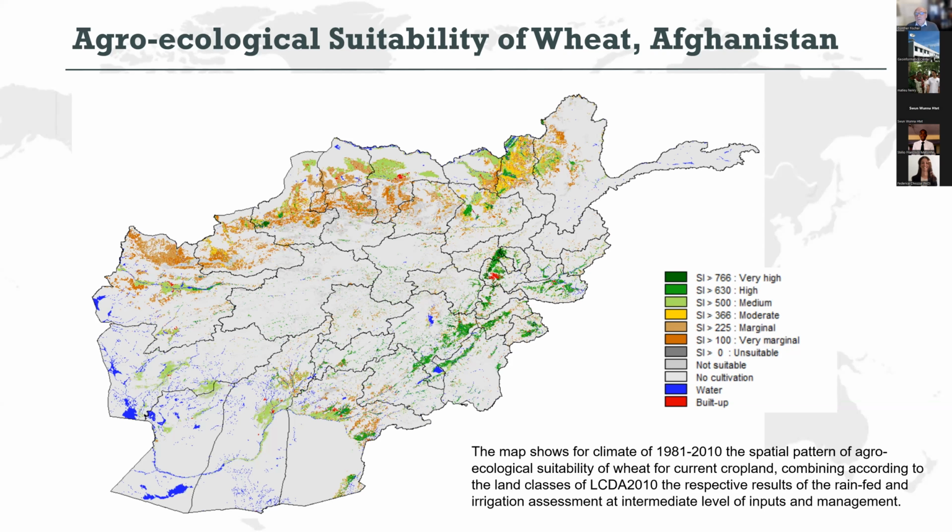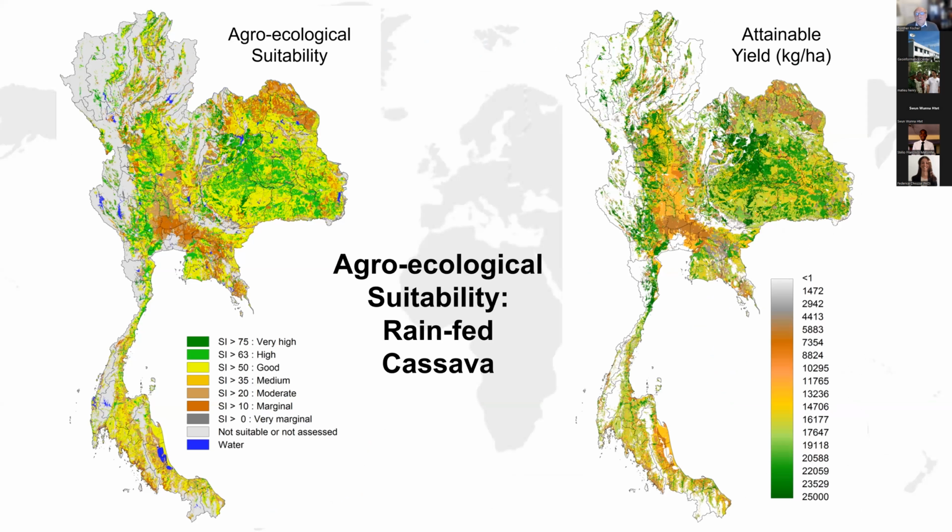Here are 2 more examples. It is, of course, not only a suitability classification, but also estimation of attainable yields. On the left-hand side, you see, again, agroecological suitability classified for rain-fed cassava in Thailand. And on the right-hand side, you see the estimated attainable yields in kilogram per hectare for cassava that comes out from the full set of modules run on the available database in that context.